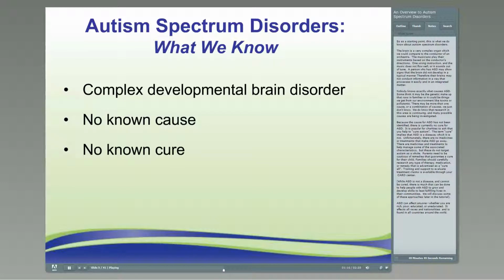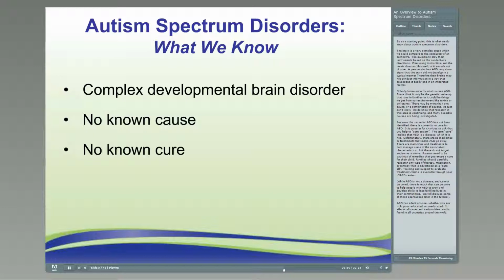It's popular for charities to ask that you help to cure autism. The term cure implies that autism spectrum disorder is a disease, which it is not. Unfortunately, there are no medicines or treatments that make autism spectrum disorders go away. There are medicines and treatments that help manage some of the associated characteristics of autism, but these do not target autism as a whole. Parents need to be cautious of remedies that guarantee a cure for their child.